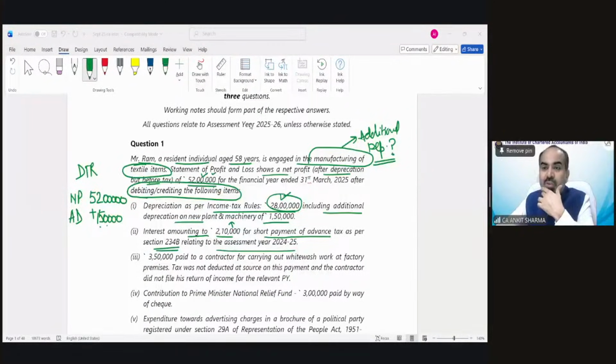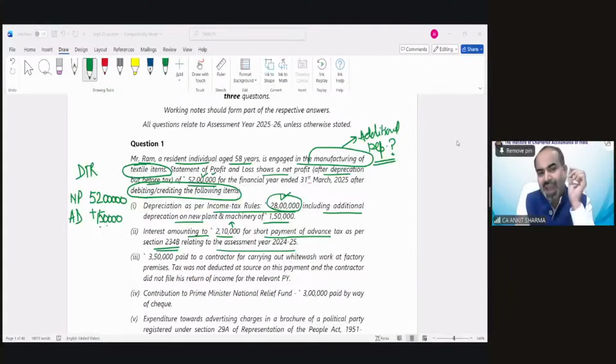Nagaraj is asking about the question paper, what month and year? It is the September 2025 question paper, the last attempt paper. Okay. Almas is correct, Ram is correct, Nagaraj is wrong.